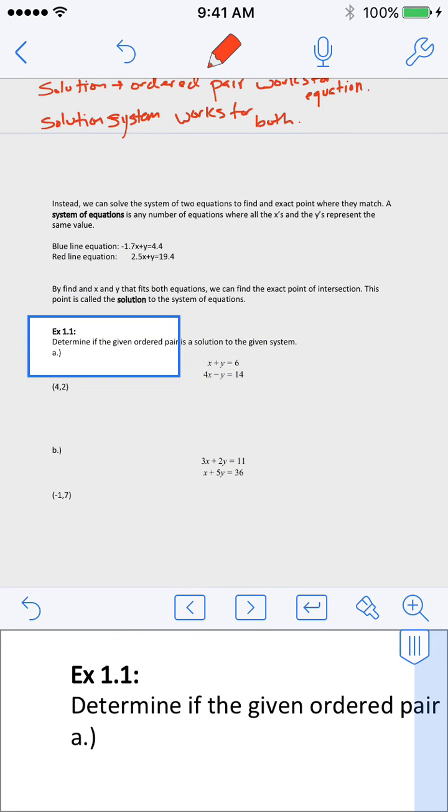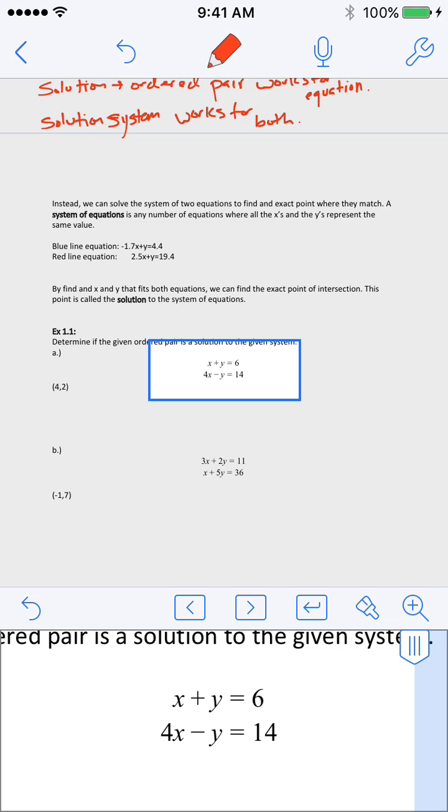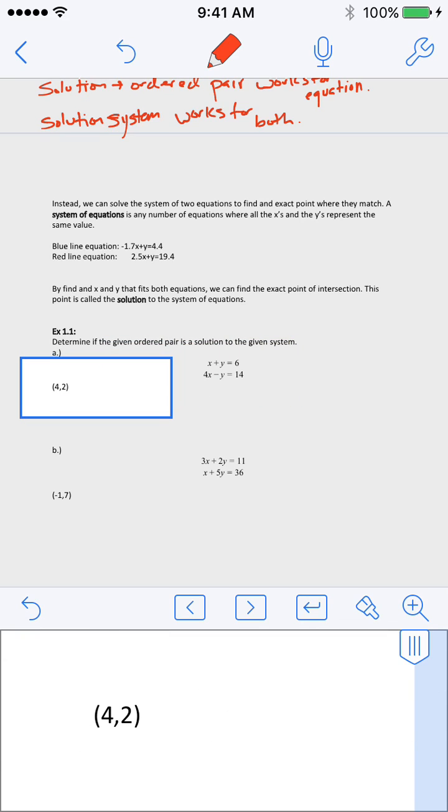So down here in example 1.1, we've got this ordered pair here, 4, 2. And we need to see if it is an actual solution to this system. And if it is, what would happen to this system? Well, how would we check that this is actually a solution? Go ahead and pause the video now and talk about it.